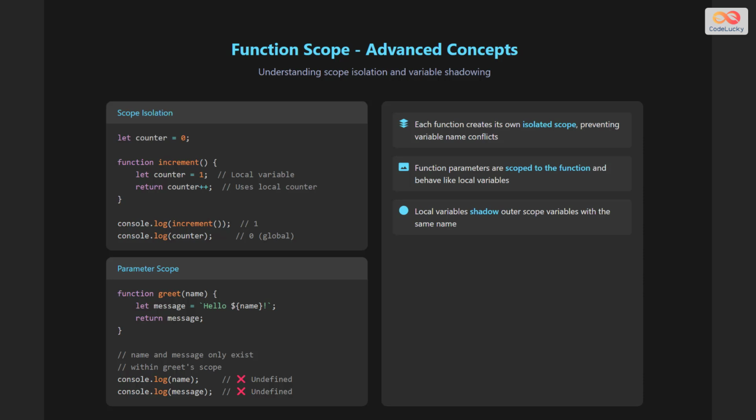Also, function parameters are scoped to the function just like local variables. In the greet function, name and message are only accessible within the greet function's scope. If you try to access these variables outside the greet function, you will encounter an error because they are undefined outside this function. Additionally, local variables shadow outer scope variables with the same name. This means that if a variable with the same name exists in both the local and outer scope, the local variable takes precedence within the function's scope. These advanced concepts help us manage the scope of functions better.